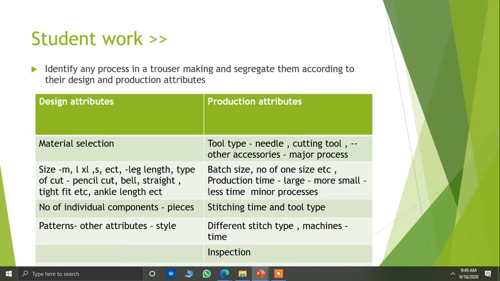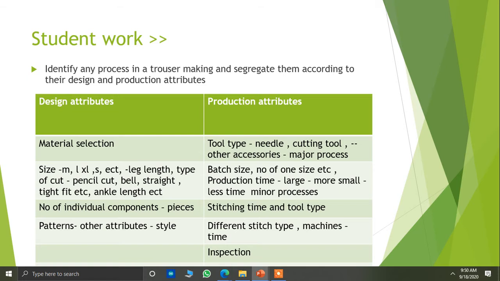That means, for example, you take an XL sized trouser, because the size is very high or more, it would take a huge amount of production time when compared with the small size trouser, because here you use a lot less amount of the material. Okay, so depending upon the size also your production time varies. Large will take more, smaller one will take less time.